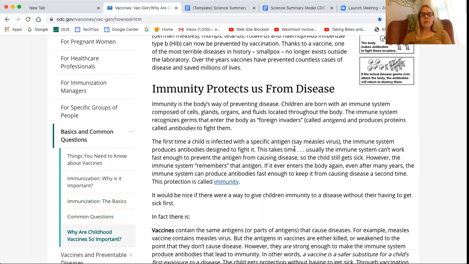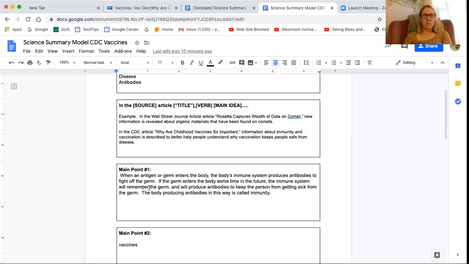So one thing to do is to look for key vocabulary words. So I'm seeing the word antigens there. I'm seeing the word antibodies. I'm seeing the word immunity. So all of those terms need to be used in my 2 to 3 sentences. The important thing is to sum up what these sentences are saying in your own words. Okay, so I'm going to go back and show you how I've done this for this first main point.